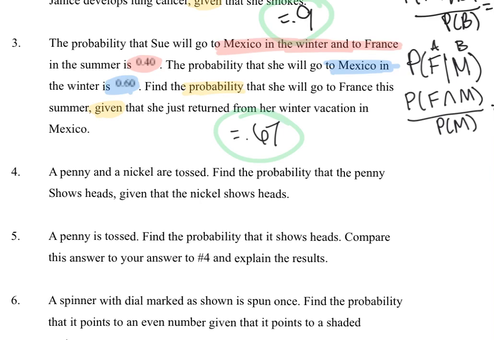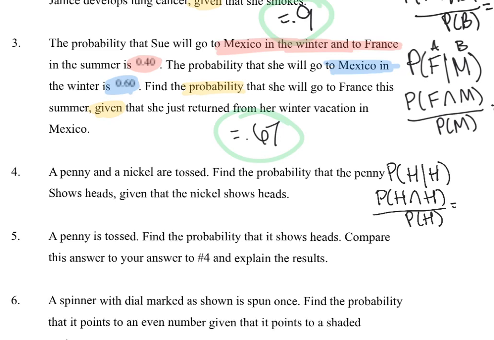Okay, the next one. A penny and a nickel are tossed. Find the probability that the penny shows heads given that the nickel shows heads. Okay, all right, so we need probability. So find the probability that the penny shows heads given that the nickel shows heads. Okay, so probability of heads and heads divided by probability of heads.